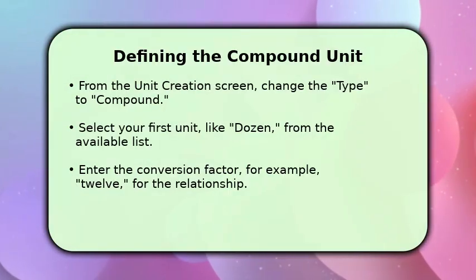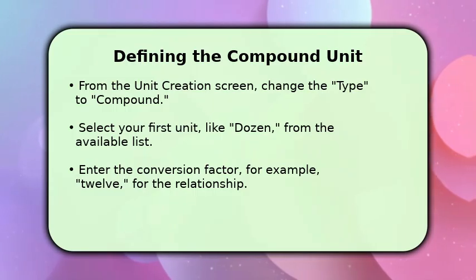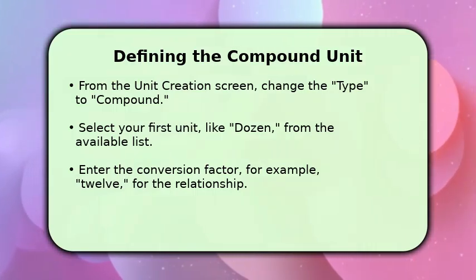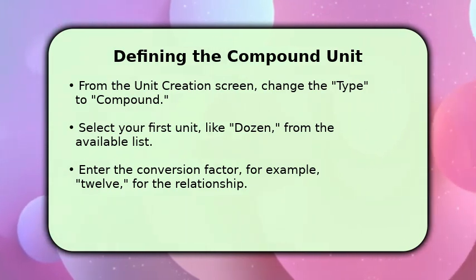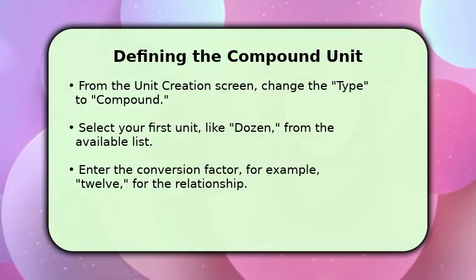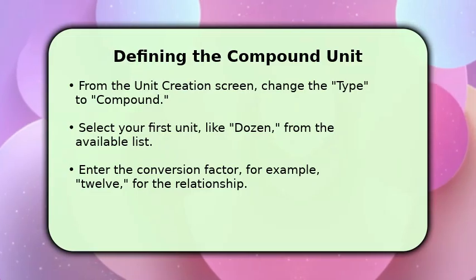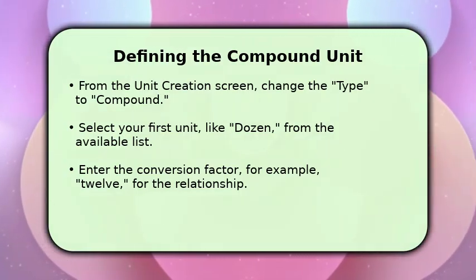Now let's define the compound unit itself. On the unit creation screen, change the unit type from simple to compound. Then, select your first unit like dozen. Next, specify the conversion factor, which would be 12 if 1 dozen equals 12 pieces. Finally, select your second unit, such as NOS, and accept the screen to save this new combined unit.